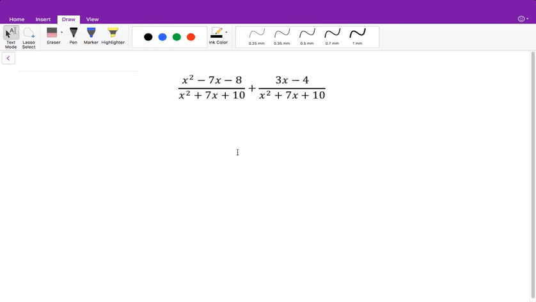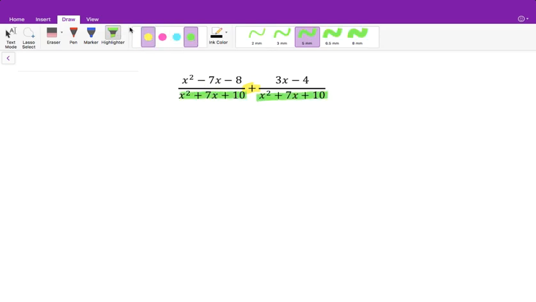All right, now we're not just simplifying, we're asked to add and subtract. So we're asked to add here. First thing we need to do is identify our denominators. Are they the same? And since these are exactly the same, we can just go ahead and add our numerators. So there's no other x squared, so we will just have x squared. Negative 7x plus positive 3x is going to be negative 4x, and negative 8 minus 4 is negative 12.